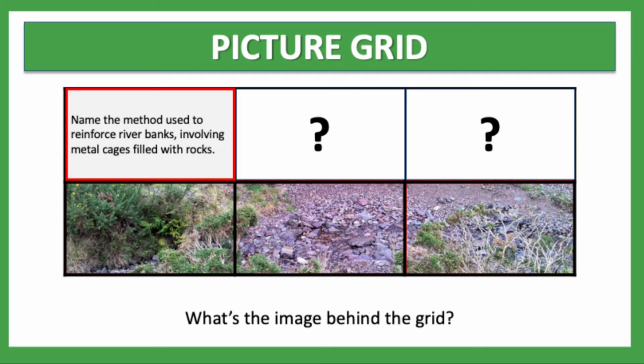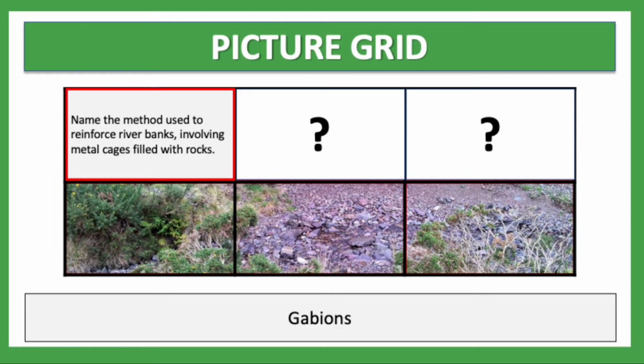Okay, name the method used of reinforcing river banks involving metal cages filled with rocks. Okay, a clue is that you also see this at the coast sometimes. So name the method used to reinforce river banks involving metal cages filled with rocks. Let's reveal the answer. It is gabion cages.